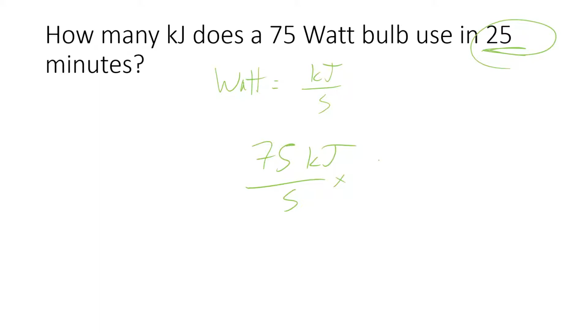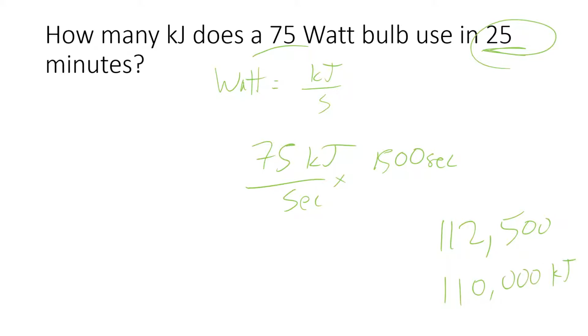So we know there are 60 seconds in a minute, right? So 25 times 60 will tell us how many seconds there are. So 25 times 60 is 1500. So that's 1500 seconds in 25 minutes. And so 1500 times 75 is your answer. Now, the way you really should have done this, and there's only two significant figures, so the answer comes out to be 112,500, but then that would be 110,000 kilojoules.